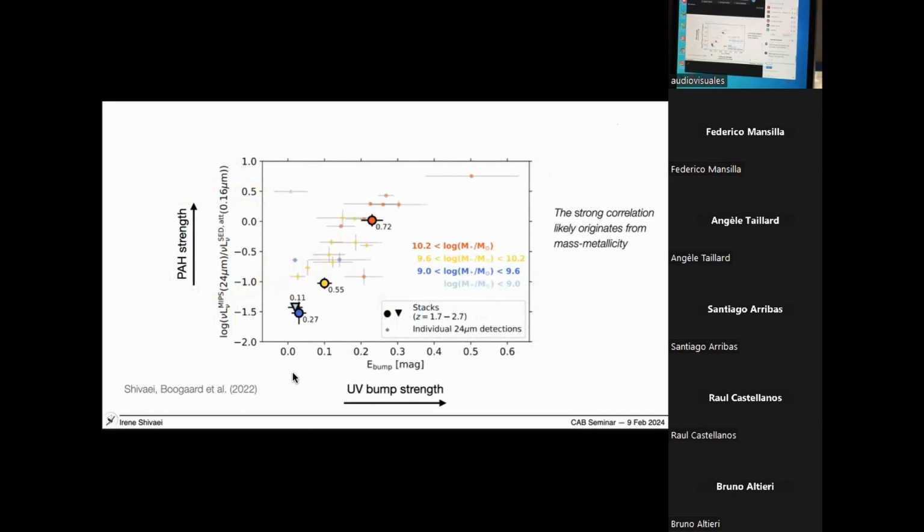Now, a follow-up work of this would be to look at the metallicity of these galaxies, but that would need rest frame optical spectroscopy, and we are working on it. It's ongoing.